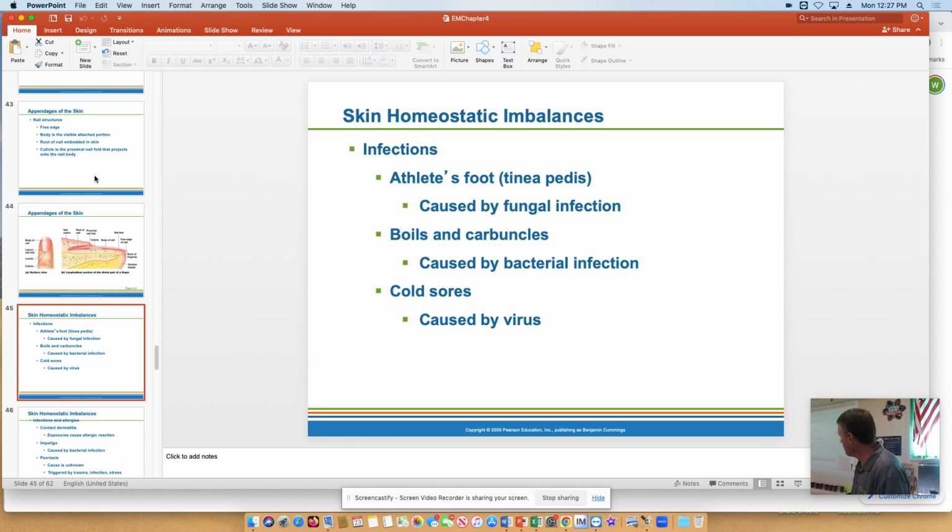Okay. So now we're moving on to some skin conditions, homeostatic imbalances, infections, and so on. First one is athlete's foot, which is tinea pedis. That's a fungal infection. Boils and carbuncles are caused by bacteria rather than fungi. And then things like cold sores are viruses. And so those are some common examples of things that create homeostatic imbalance.